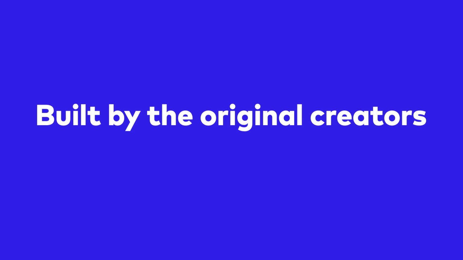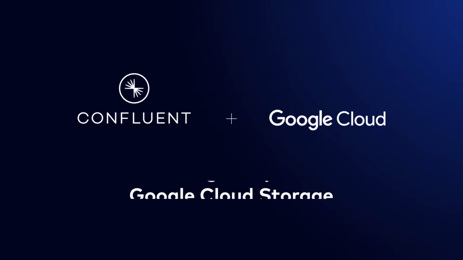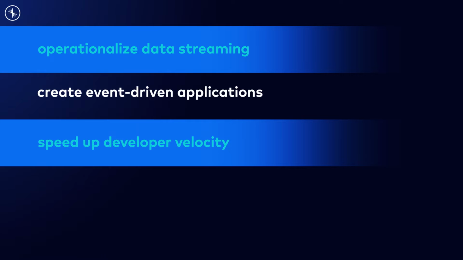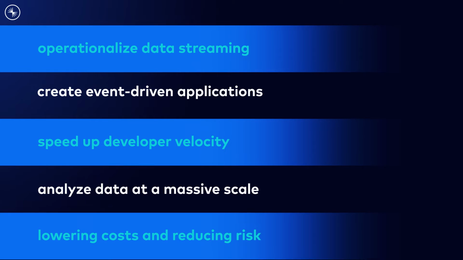Built by the original creators of Apache Kafka, our data streaming platform, combined with Google Cloud's leading services, such as BigQuery, Google Cloud Storage, Cloud SQL, Cloud Dataflow, and Vertex AI. Together, we've helped companies operationalize data streaming, create event-driven applications, speed up developer velocity, and analyze data at a massive scale, all while lowering costs and reducing risk.